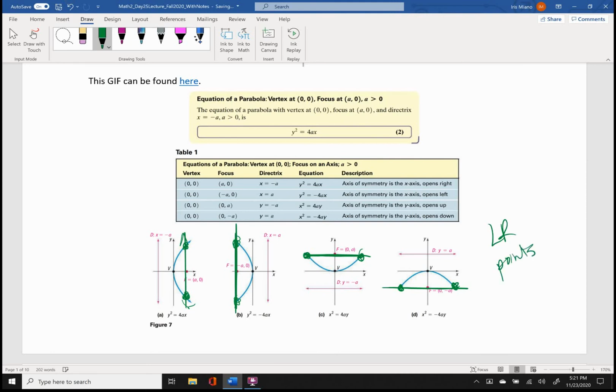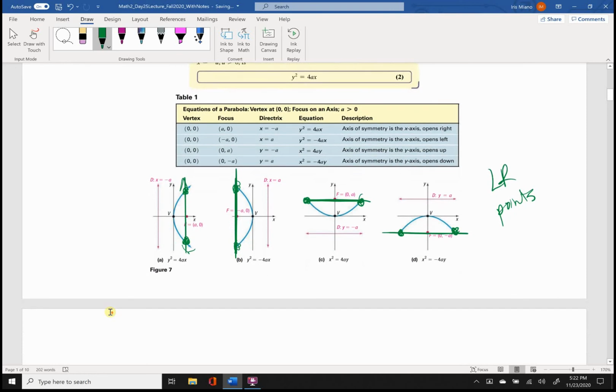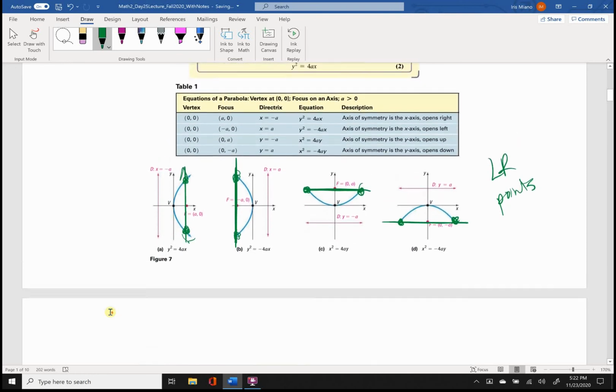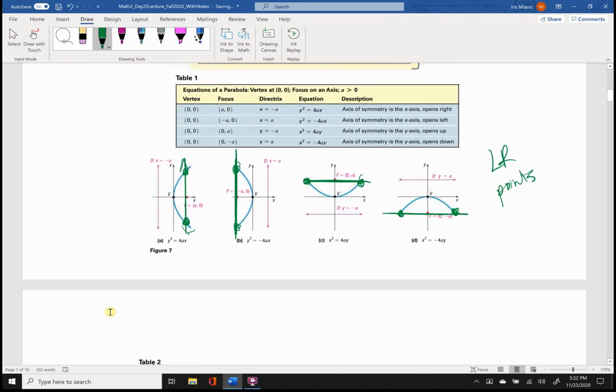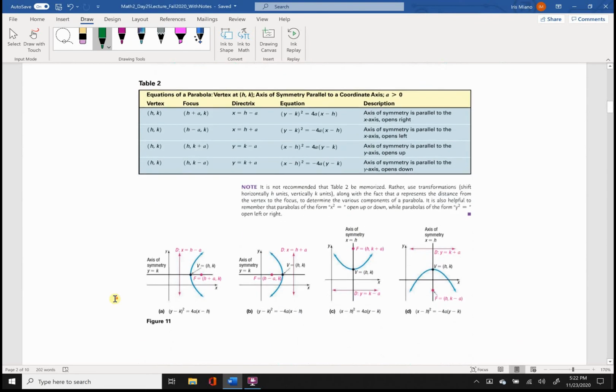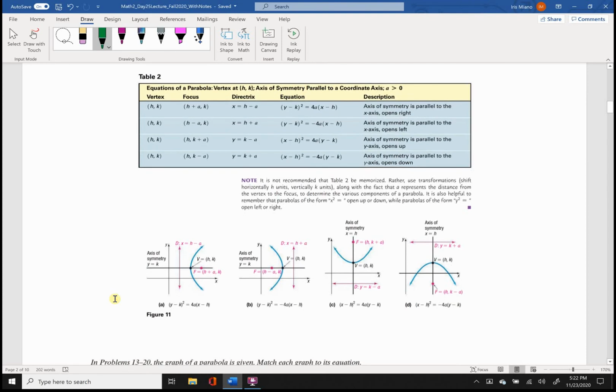Great, we'll get into that a little bit more. So again, just to be clear, table 1, figure 7, these are things you'll want to keep in mind when trying to find the equation or graph or whatever you're being asked to do regarding parabolas that have their vertex at the origin. If your vertex is somewhere else besides the origin, you're going to want to focus on table 2, which is more complicated, but basically it's table 1 with some horizontal and vertical transformations.